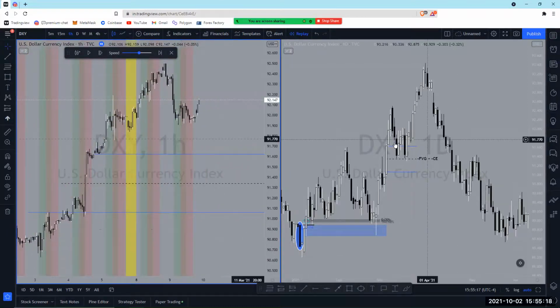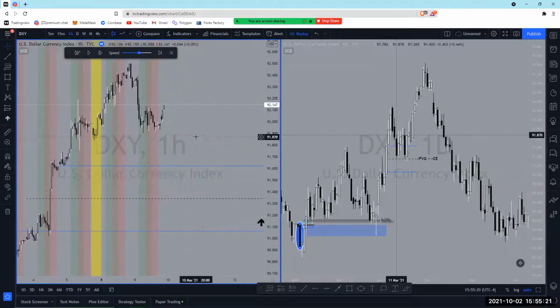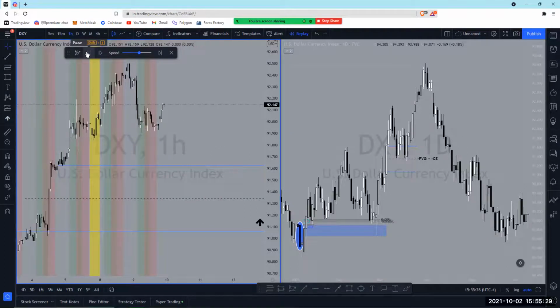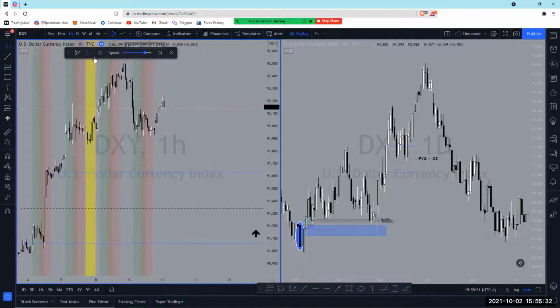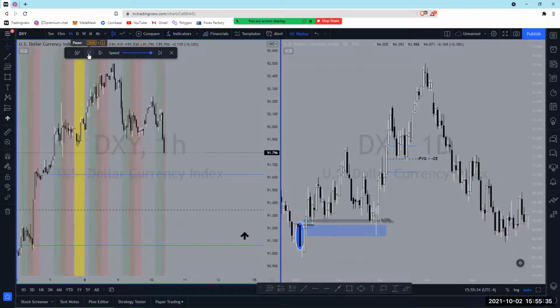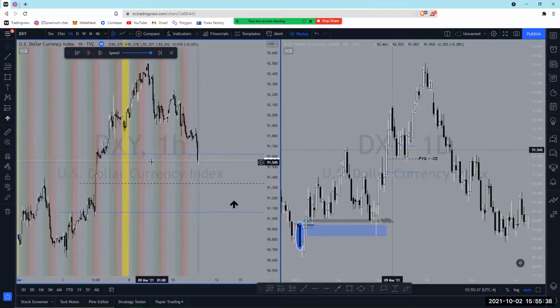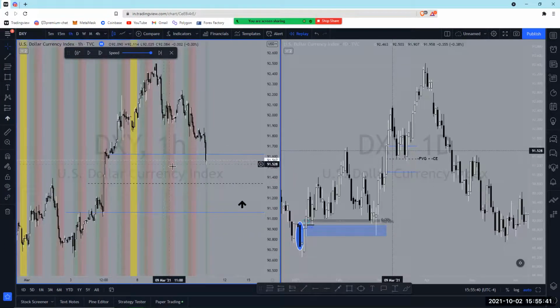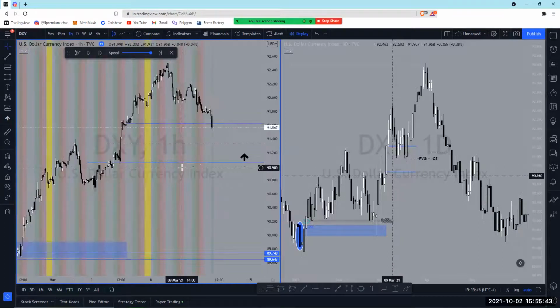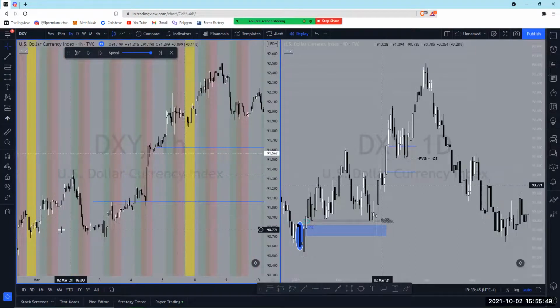All right, so clearly we see what ended up happening right here, but right here, we're just gonna replay it and show you what it looks like on a hourly chart. All right, so at this point, we are entering the fair value gap and we are expecting price to react. Now, when you get on this hourly chart, you start to notice a few things. Okay, we have a high and a low.